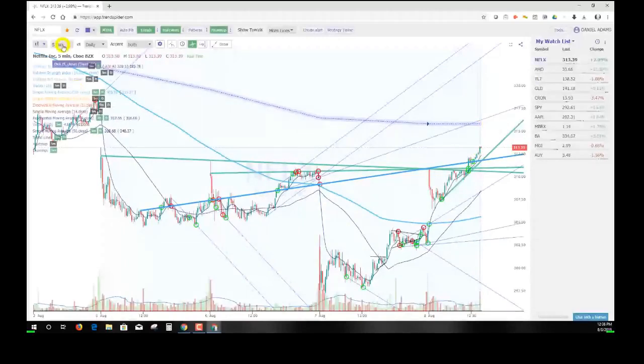Previously, Netflix was a really good short. I can't really show you on this chart because I use Thinkorswim to stretch out 5-minute charts to 10 days. So it gives me a lot more data. But if I were to do that here, it would make it a little bit too small, I think, for you guys to see.